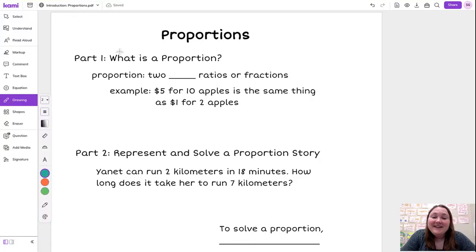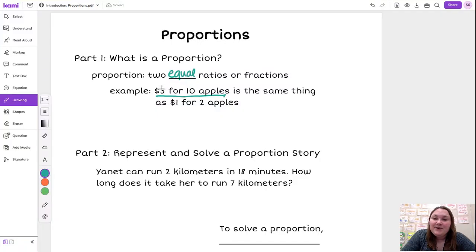To start off, what is a proportion? A proportion is going to be two equal ratios or fractions. So we've talked about ratios back in Unit 1. We said ratios are comparisons of two numbers. So for example, $5 for 10 apples can be written as a ratio. And we learned when you write ratios, there's a couple different ways you can write them. One is a fraction though.